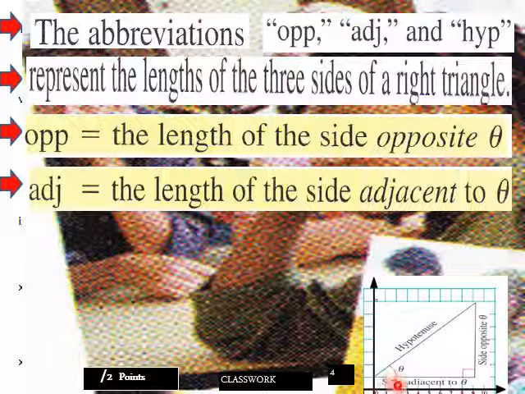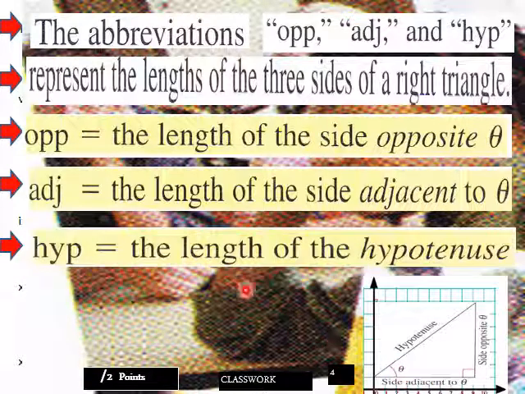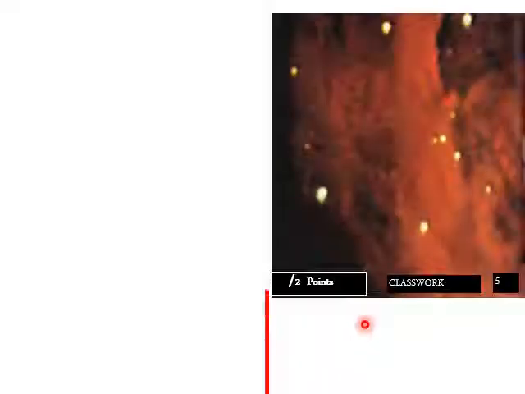The side that is part of one of the sides that make up the theta angle would be the adjacent side to theta. And then the hypotenuse will be the length of the hypotenuse. It is adjacent to theta, but it's key because it's opposite your 90-degree angle, your right angle on your triangle. So the hypotenuse is key.